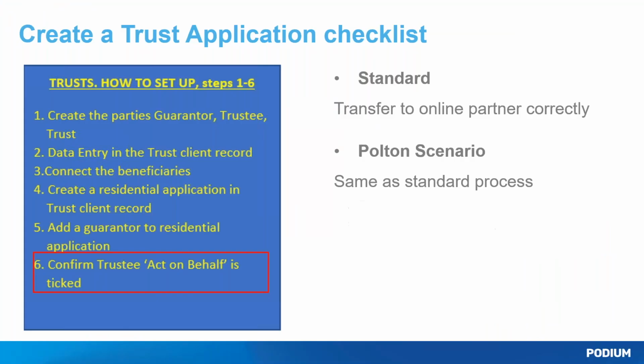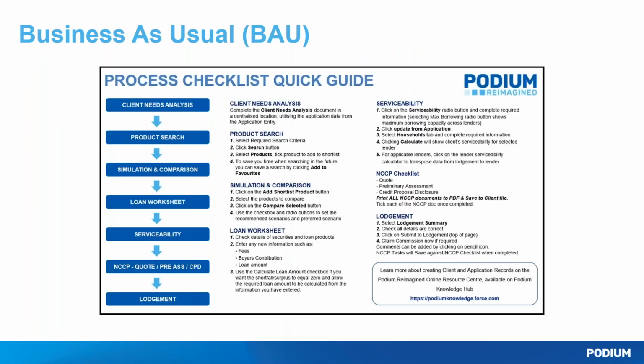Back into the PowerPoint. So we have created the parties, completed data entry, connected the beneficiaries, created the Resi app, connected the guarantor, and we have just confirmed that the Act on Behalf box is ticked. Yay! What happens now, folks, is business as usual. So you would complete your process checklist quick guide, starting with, if you haven't already completed, your client needs analysis, product search simulation, right through to lodgement. So it's business as usual.